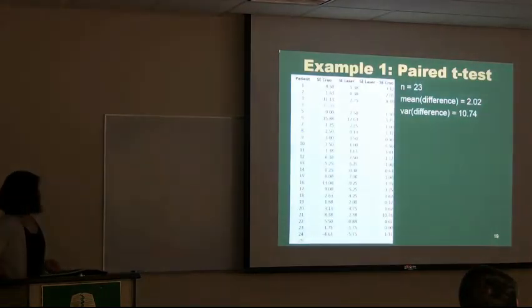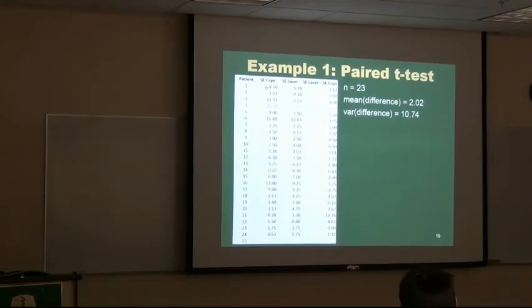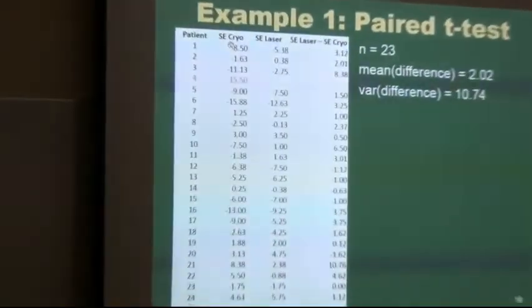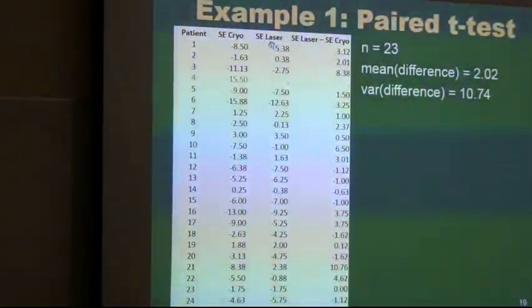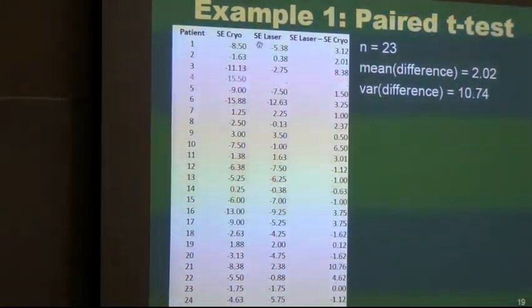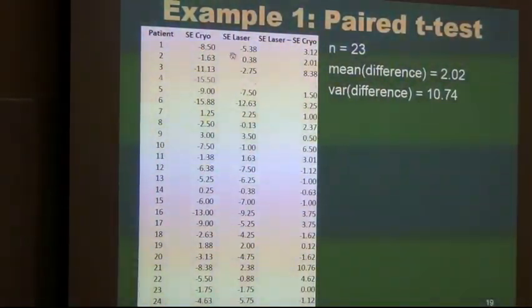So back to the example. Here we have 25 patients. Right? And you have the measurement for the cryo treatment and measurement for laser treatment. And so we need to calculate the difference between the spherical equivalence between the two treatments. So in this case, I use laser minus cryo. So here, positive difference means that laser has lower value. I guess it means it's a better treatment.